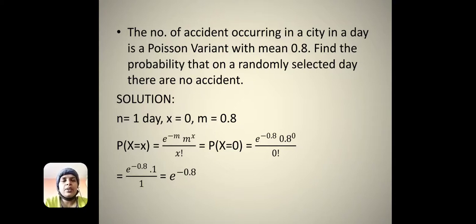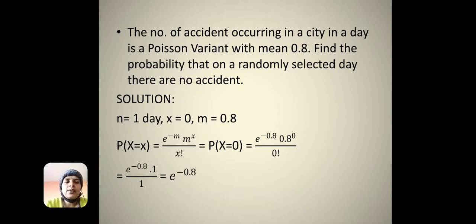We have another example. The number of accidents occurring in a city in a day is a Poisson variate with mean of 0.8. Find the probability that on a randomly selected day there are no accidents. So n is 1, that is 1 day, x is 0, that is no accidents, and m is 0.8, which is already given in the problem. The formula is e power minus m, m power x divided by x factorial, so e power minus 0.8, 0.8 to the power 0 divided by 0 factorial. So the answer is e power minus 0.8.